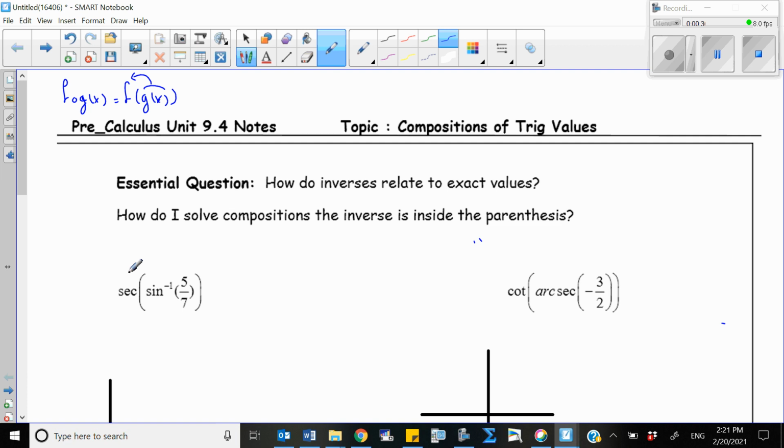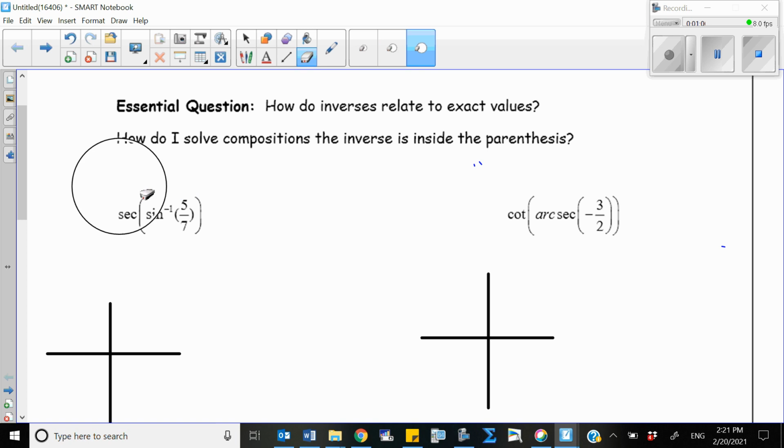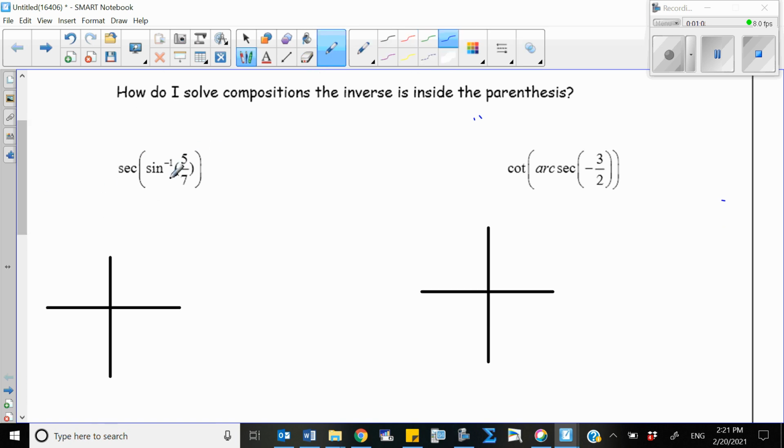The same way we can work on composition of trig functions. For example, here we have secant of sine inverse of 5/7. To solve this, I'm going to consider this one as f, the outside function, and this one as the inside function. So this is f of g of 5/7. First I evaluate the inside one, then I go to the outside. So I'm going to start with sine inverse of 5/7. First of all, let's find this one.